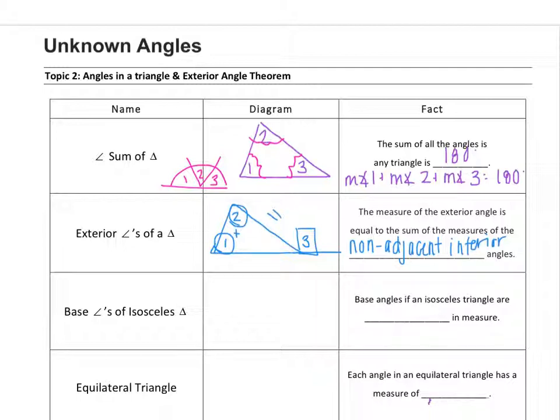The next theorem that we have is regarding an isosceles triangle. So remember, in an isosceles triangle we have two congruent sides. If two sides are congruent in any triangle, then the two base angles opposite those congruent sides are then congruent. So here we know that angles 1 and 2 are congruent. So here our fact or our theorem says that base angles of an isosceles triangle are equal in measure.